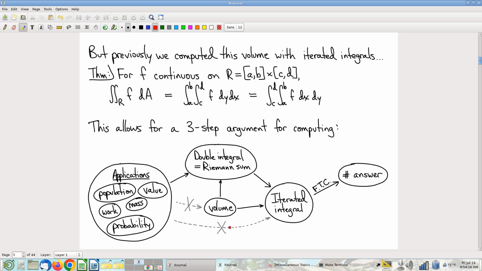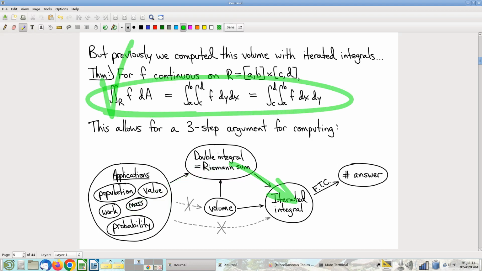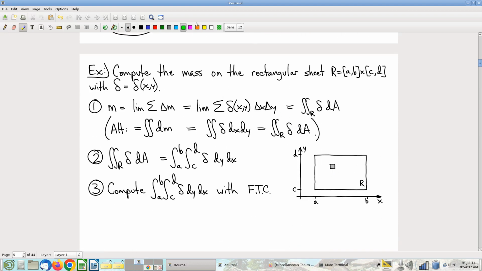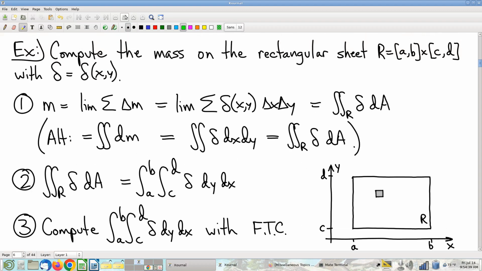Good news, all you got to do to avoid that problem is just always write your application as a double integral, then rewrite as an iterated integral, which, by the way, rewriting as an iterated integral, this theorem right here, no problem. And then you can plug and chug to compute. Let's see one in action. Here we go. We're going to compute a mass.